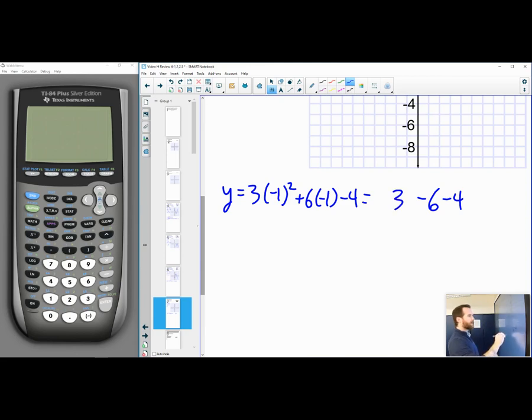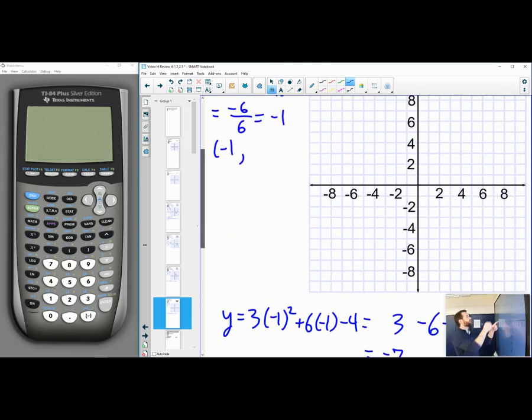That's not that big a deal. And let's see. 3 minus 6 is negative 3. Minus 4 is negative 7. Did I do that correctly? I think I did. Yes. That's the y value of the vertex. So we finished our vertex: negative 1, negative 7. That will be right there. And let's emphasize that that is the vertex. Draw in our axis of symmetry.